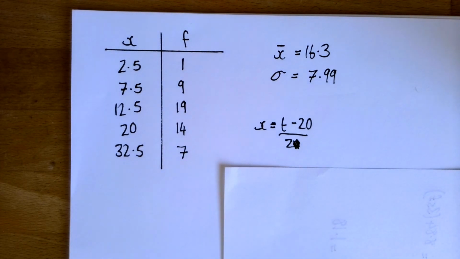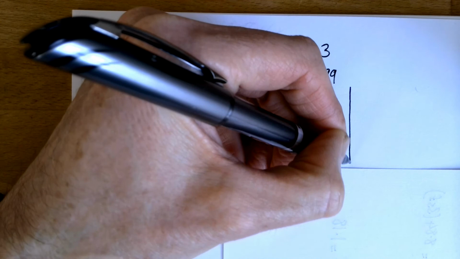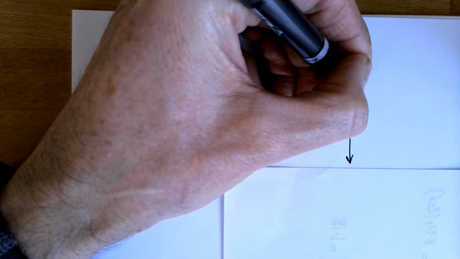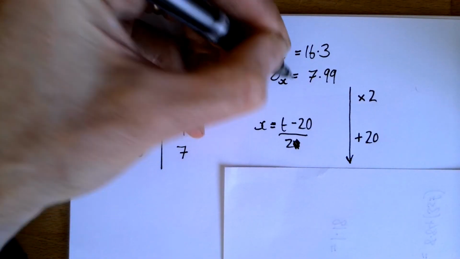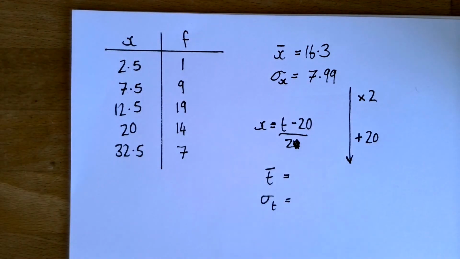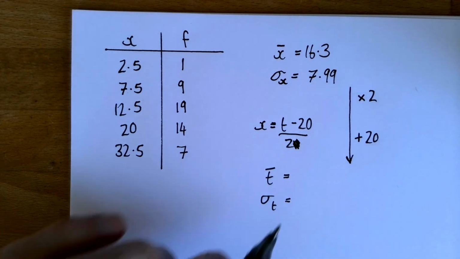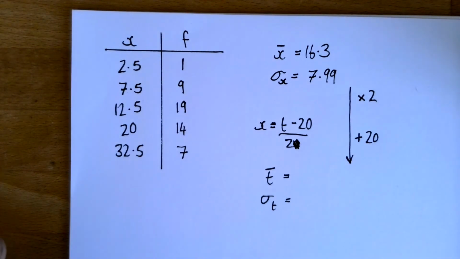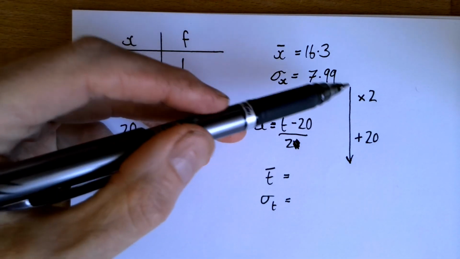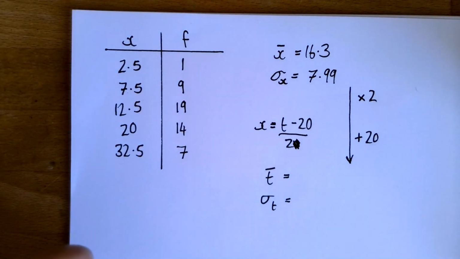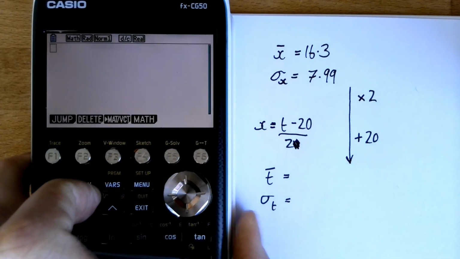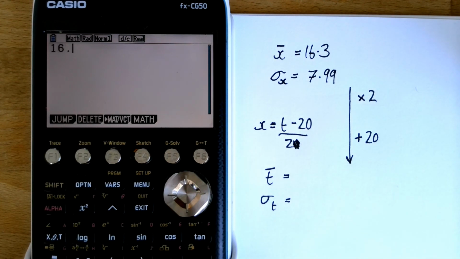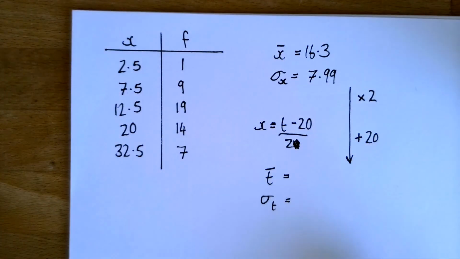So if I want to go back from my x values back to the original values, I've got to do the reverse of that. So I've got to multiply by 2 and add 20. So this is x bar and the standard deviation of x. I want t bar, the original mean of the values, and the standard deviation of t. Now this is where you need to remember when you did coding. When we think about the mean, both of these changes will affect the mean. If you double a set of values, the mean gets doubled. If you add 20 to a set of values, the mean gets 20 bigger. So the mean I'm after, the original mean, will be 16.3 times by 2, add 20, so that's 52.6.